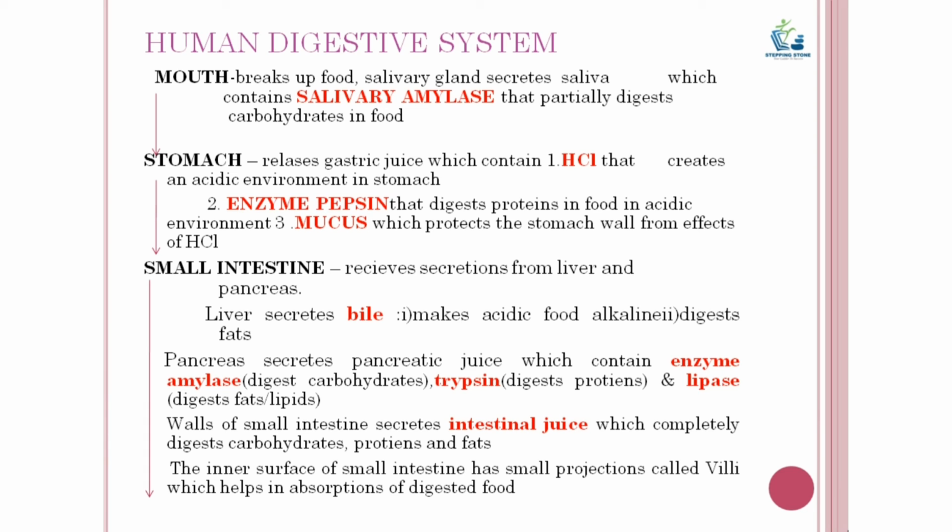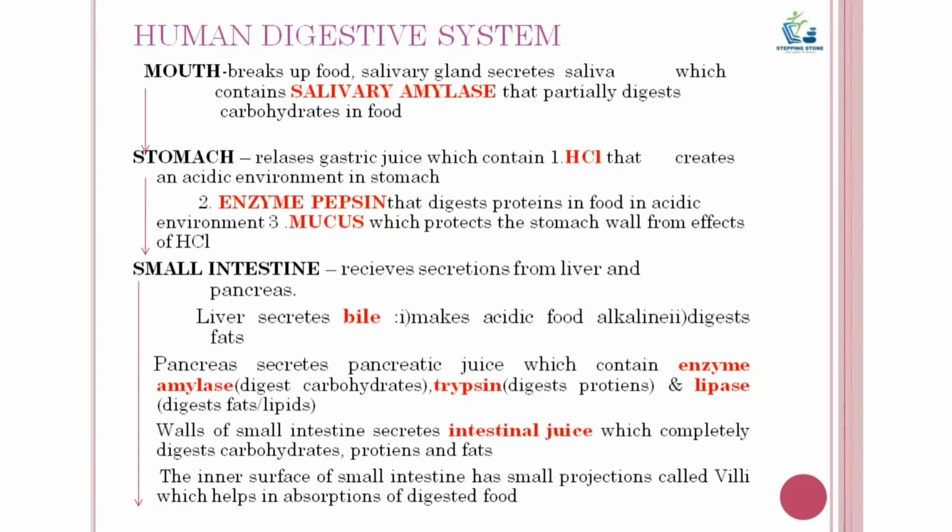But some portion of the food remains undigested, right? This undigested food cannot be absorbed in the small intestine. So this undigested food moves to the large intestine, and finally it is ejected through the anus.